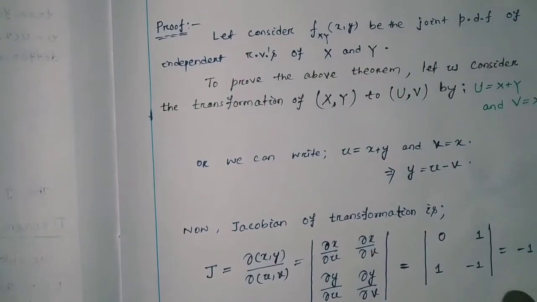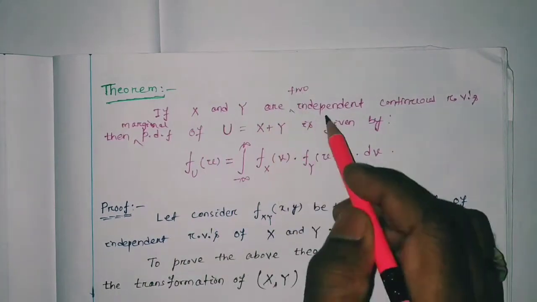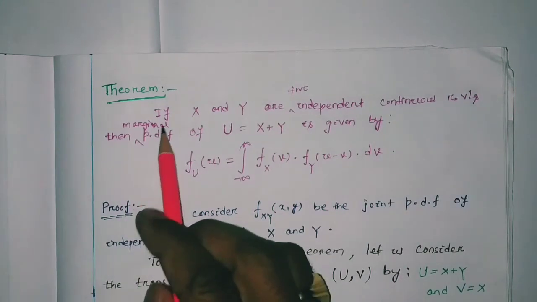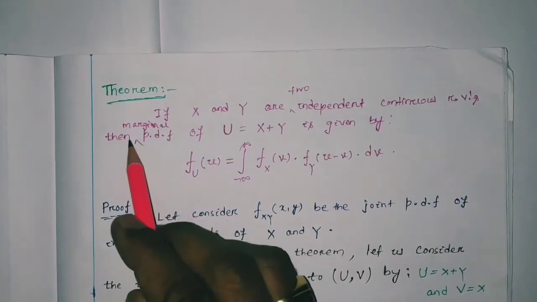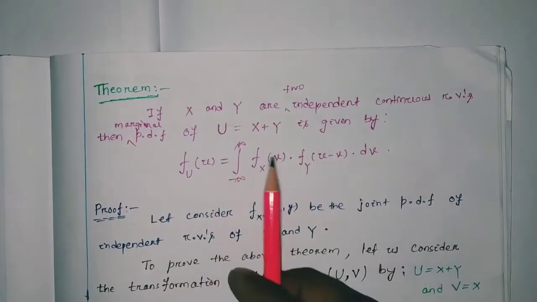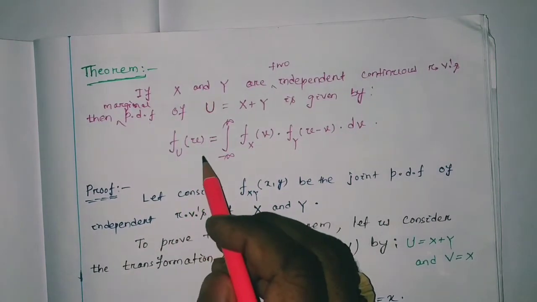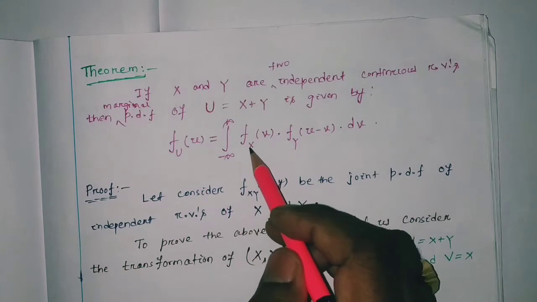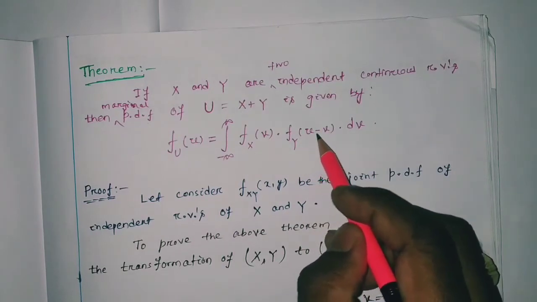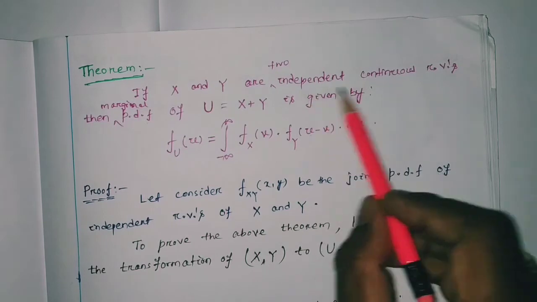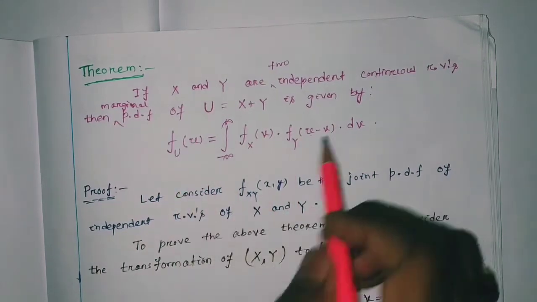Now we are going to go for another theorem. Suppose x and y are two independent continuous random variables, then the marginal probability density function of u equal to x plus y is given by f of u equal to the integral from minus infinity to plus infinity of pdf of v into pdf of y at u minus v, dv. If x and y are independent, we have to prove that this marginal pdf will be this much.